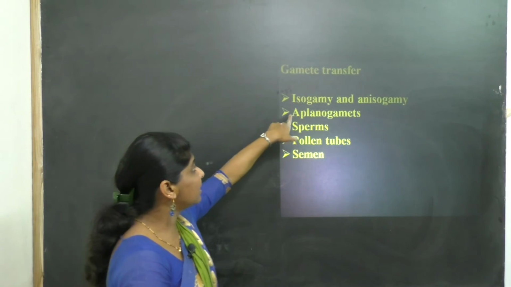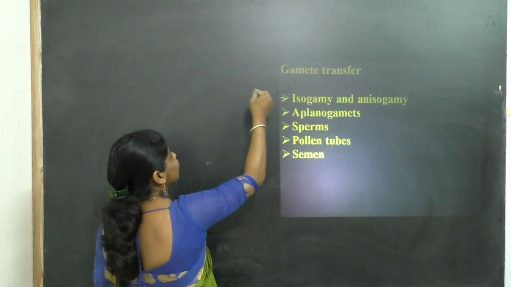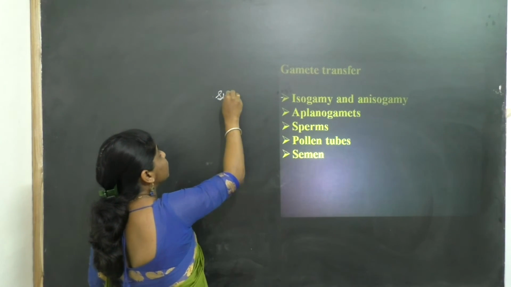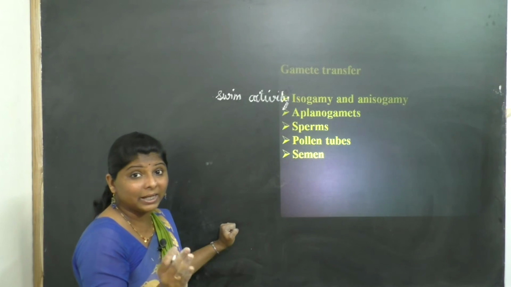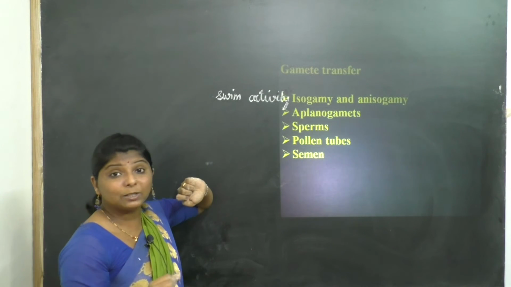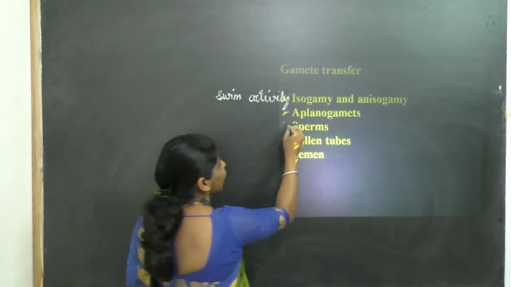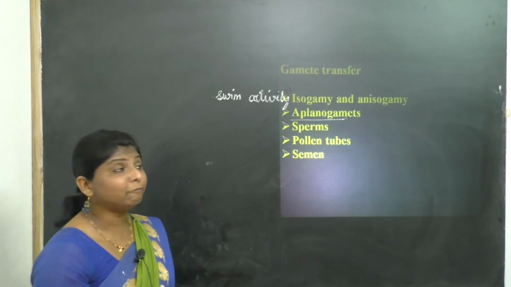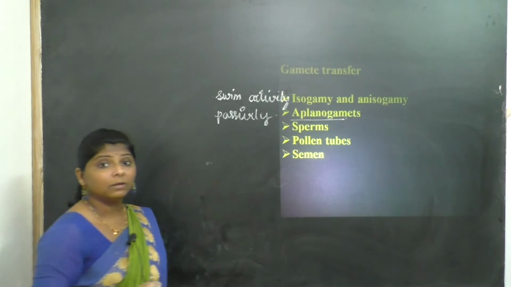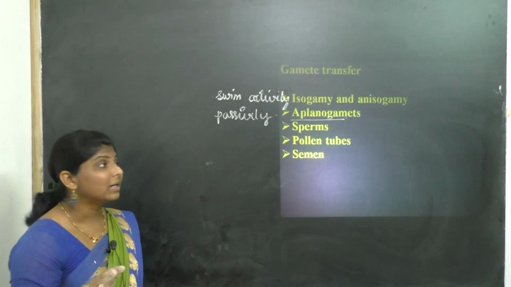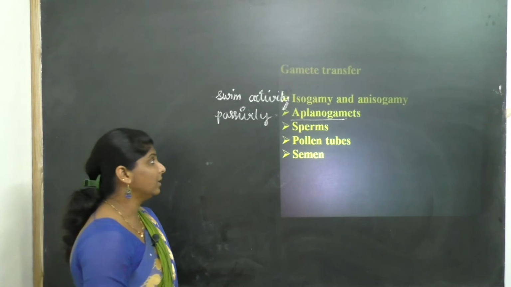Let us see what happens in isogamy and anisogamy. In isogamy and anisogamy, both the gametes are motile, so they will swim actively to reach each other and fuse. Whereas if they are aplanogametes, they are not motile, so they move passively in water currents. They are brought together passively by water currents, and that is how male and female gametes come near each other.